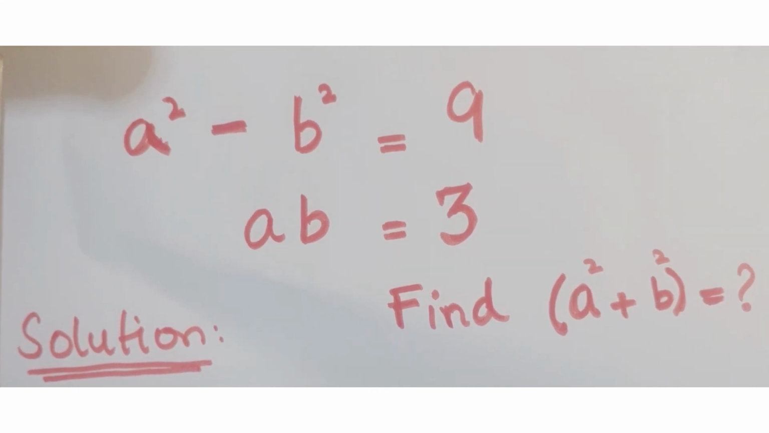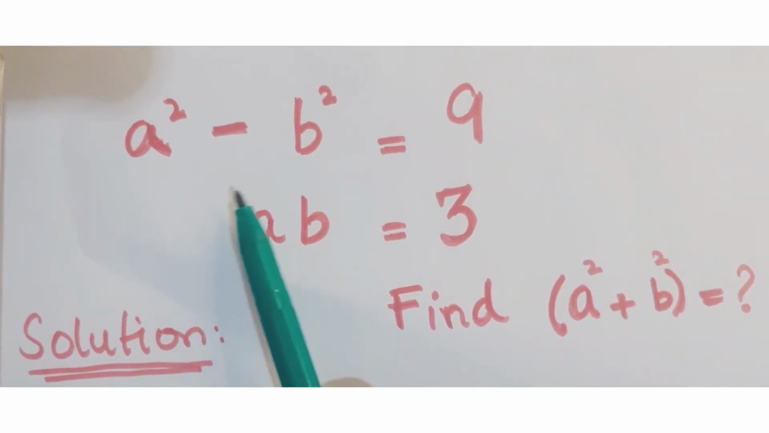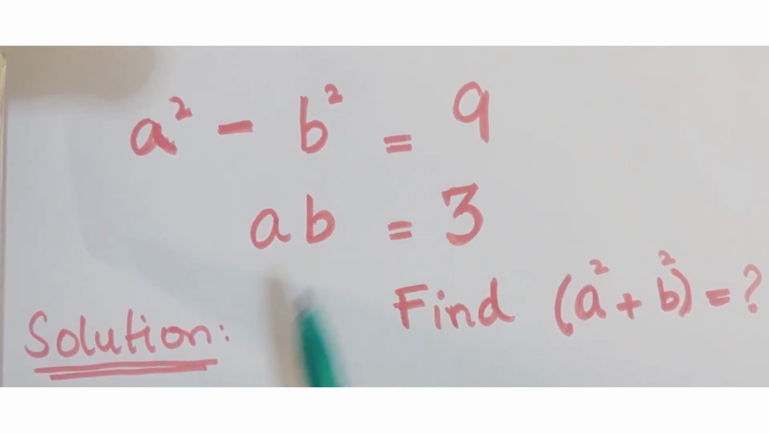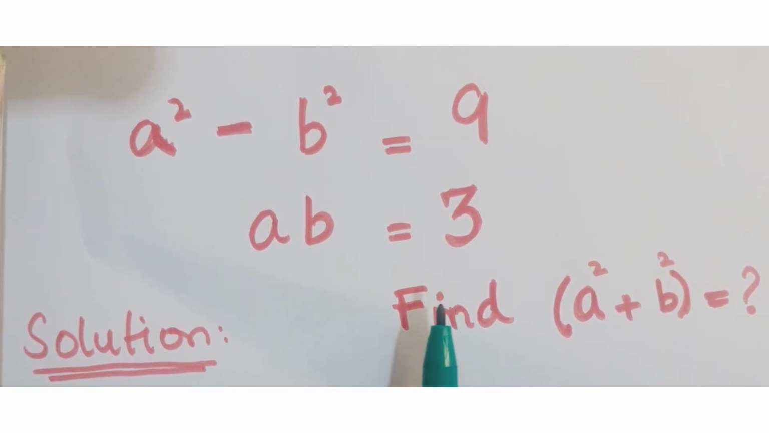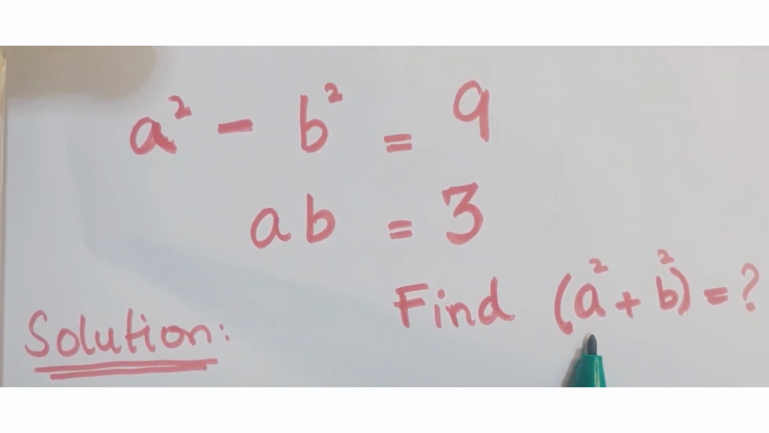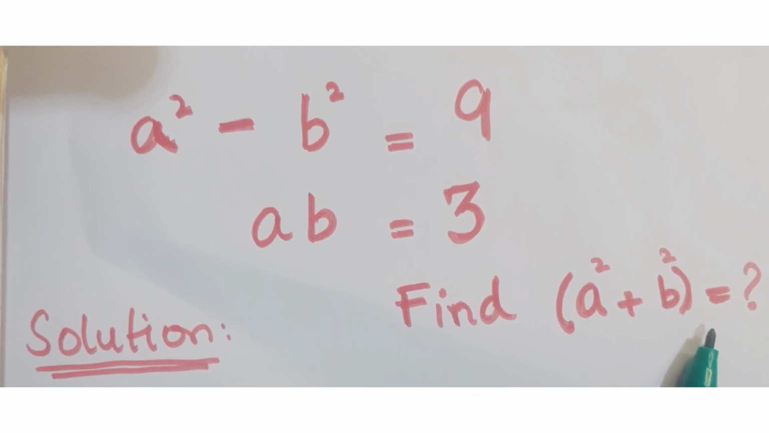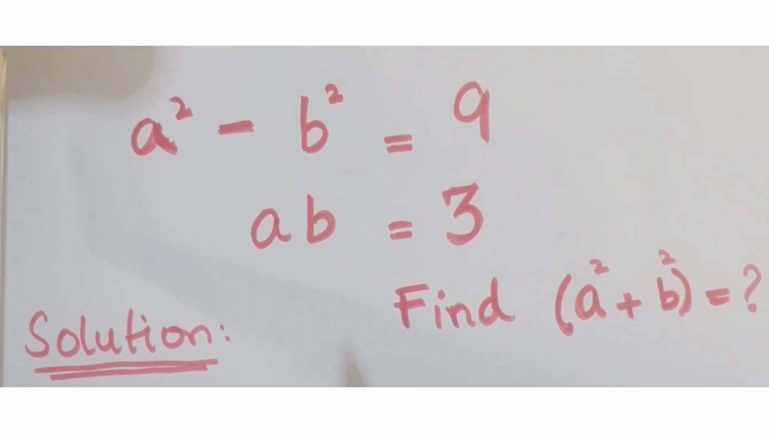Hi guys, look at this question. The question is: a square minus b square is equal to 9 and ab is equal to 3, and we have to find the value of a square plus b square. Let's see how we proceed in this question.